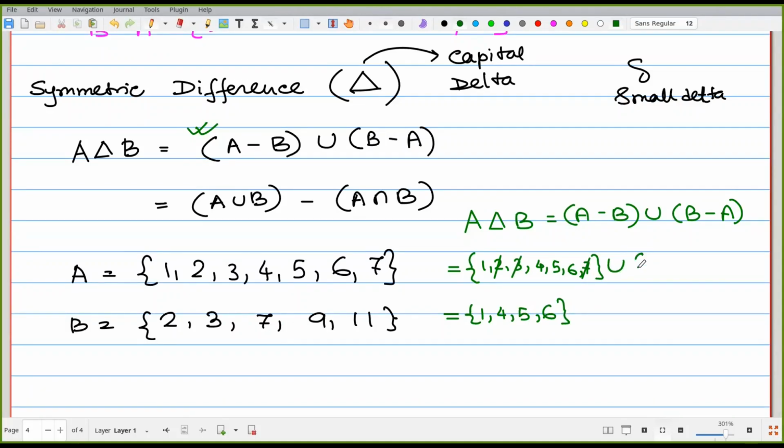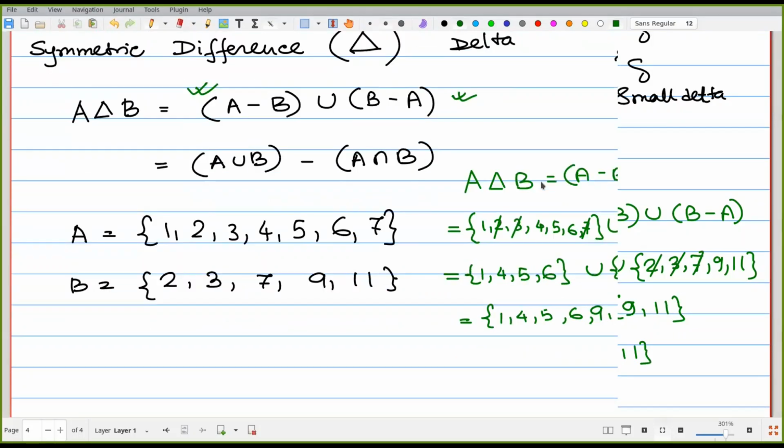Then union, write down B minus A. So write down all the elements of set B: 9, 11, and the common or intersected ones, 2, 3, 7, are removed. So the union with 9, 11 gives us 1, 4, 5, 6, 9, 11. That is the first way, or formula, we are finding.